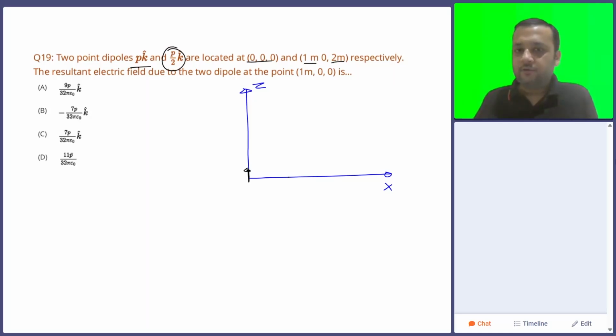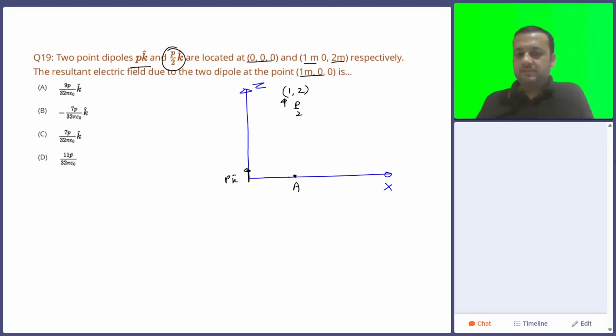So you have to go 1 here and 2 here, so basically 1, 2. So this is P by 2 k cap, and this is how we are drawing P k cap. Now we have to find the resultant electric field at the point 1, 0. That means we have to find the electric field at this point A.